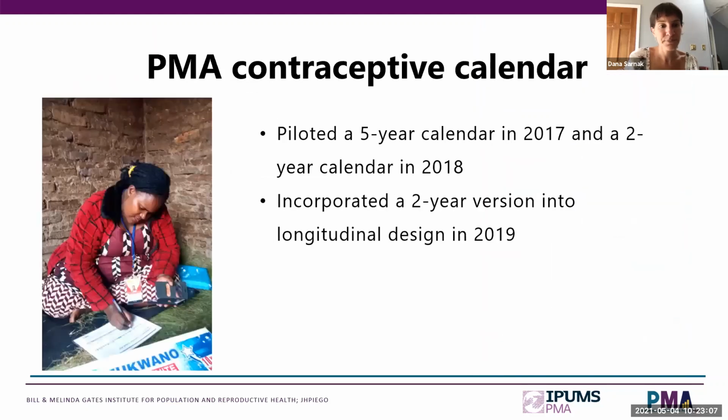Next slide, please. In 2017, PMA piloted a 5-year retrospective calendar based on that of the DHS in a longitudinal panel in Uganda. And using what we learned from that pilot, a 2-year calendar was implemented into another longitudinal survey in Uganda in 2018. And lessons learned from both of these pilot tools informed the 2-year calendar that PMA is currently collecting in their longitudinal panels that are in the field in the 8 sites. Next slide, please.